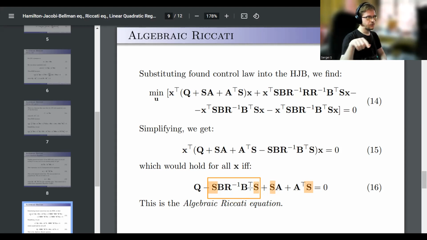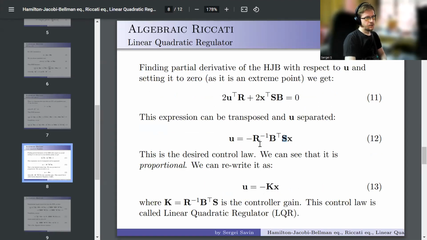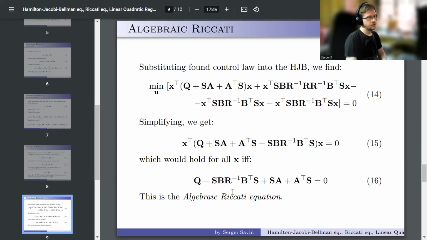And once we solve it, we substitute it into our control law here. We find K as R inverse B transpose C. Yes. And that's how we do LQR.